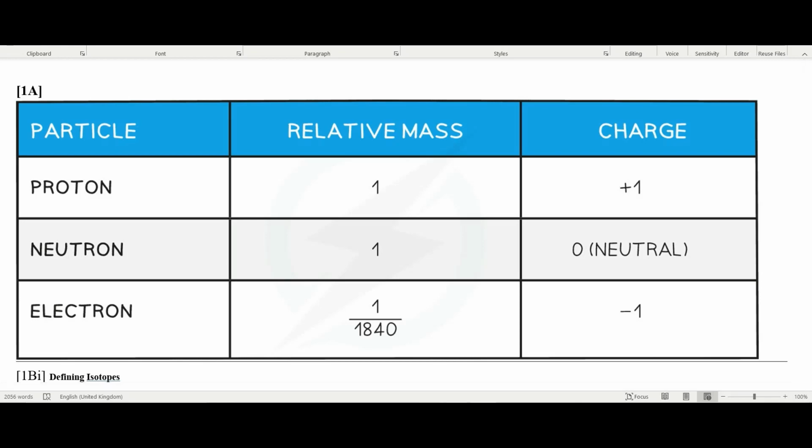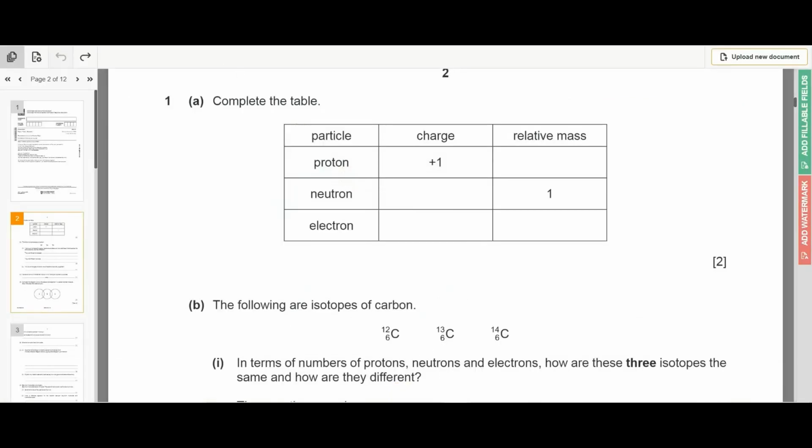So for this part of the question, we just input these values into the table. So neutron has a charge of 0, right? Electron has a charge of -1. In terms of relative mass, proton has a relative mass of 1, neutron has a relative mass of 1, electron has a relative mass of 1 over 1840. So we are done with the A part of the first question. Moving on to B part.